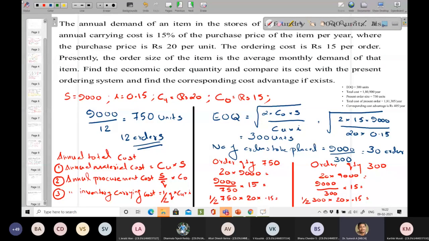So 20 into 9,000, how much? That is 1,80,000. Here also it is 1,80,000. Next is 9,000 by 750, that is 12, into 15. So that is 180. Next is 9,000 by 300, so 30 into 15. So that is 450.